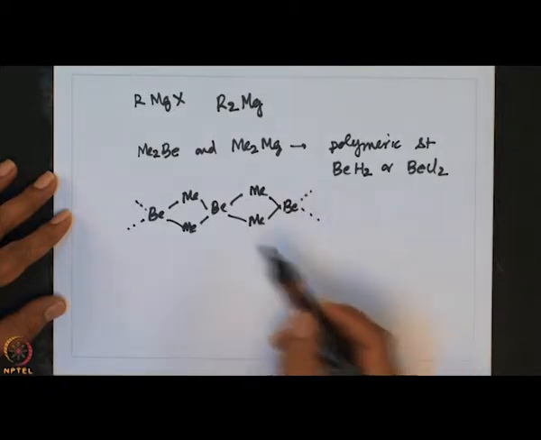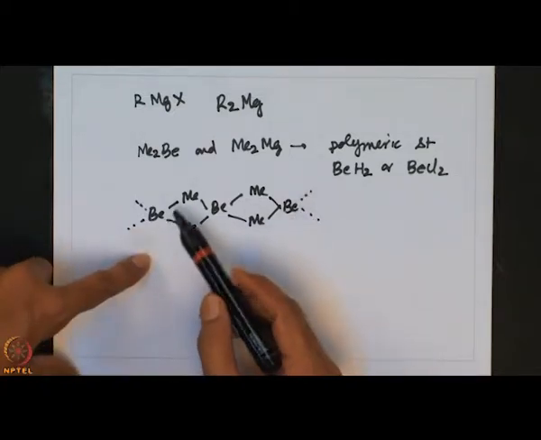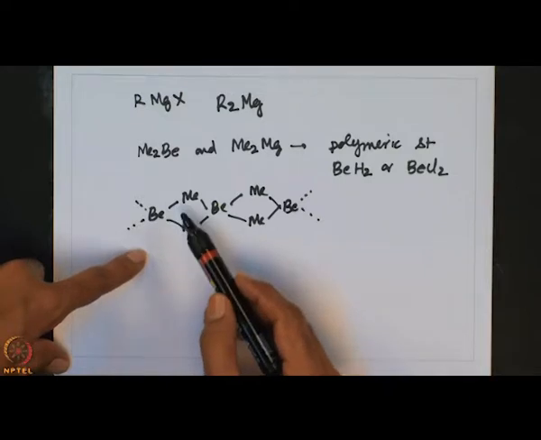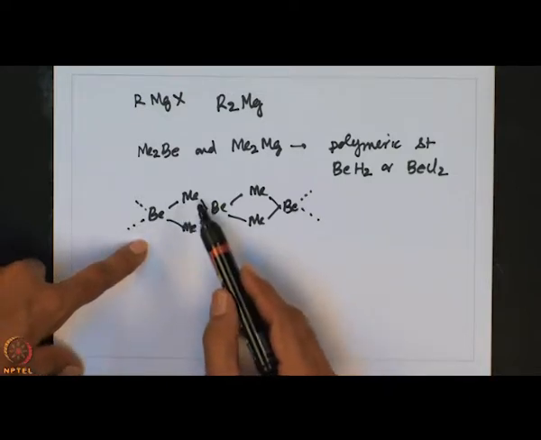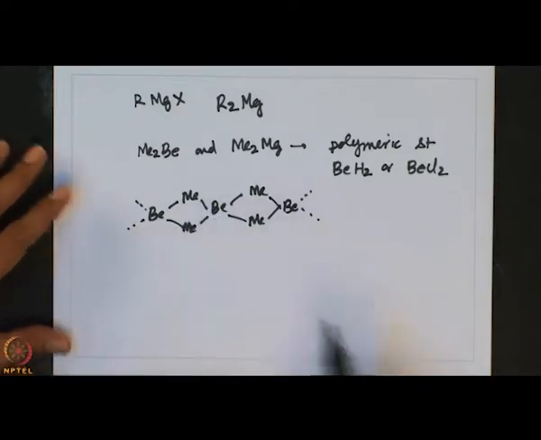So, it goes like this. One should remember beryllium is tetrahedrally surrounded by 4 methyl groups, and we have here 3 centered 2 electron bonds. Just I would show you the application of Grignard reagent in organic synthesis. One reaction I will show you here.